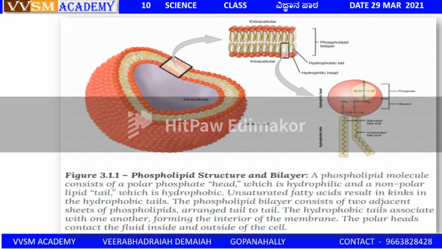The phospholipid bilayer consists of two adjacent sheets of phospholipids arranged tail to tail. The hydrophobic tails associate with one another, forming the interior of the membrane. The polar heads contact the fluid inside and outside of the cell. This is the double layer, how they are attached here, a tail to tail arrangement, called the phospholipid bilayer.